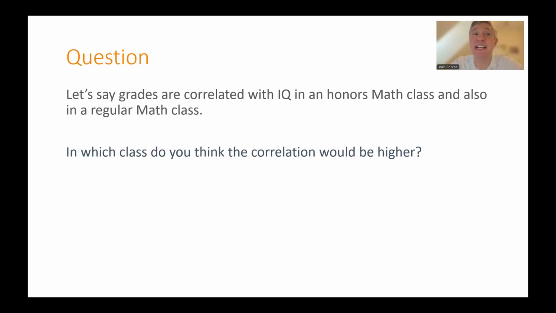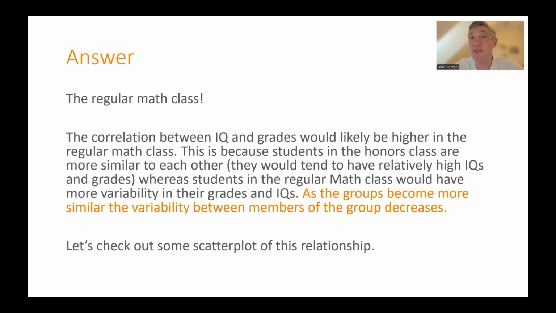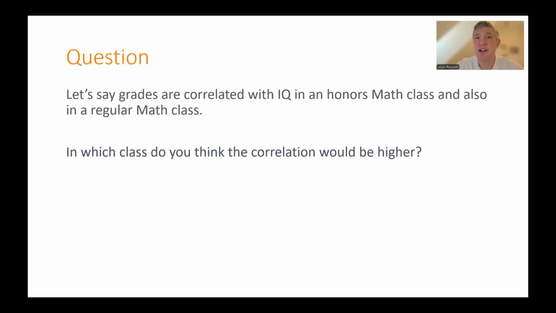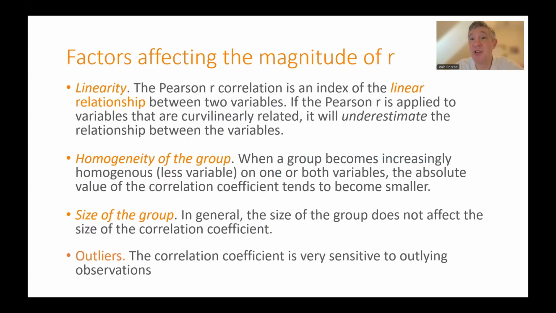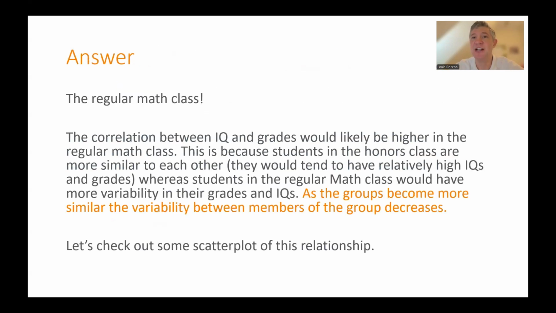Okay, here's a good question. Let's say that grades are correlated with IQ in an honors math class and also in a regular math class. Which do you think the correlation would be higher? The answer is the regular math class because of our second point here. When the groups become more similar to each other, it attenuates the correlation coefficient.